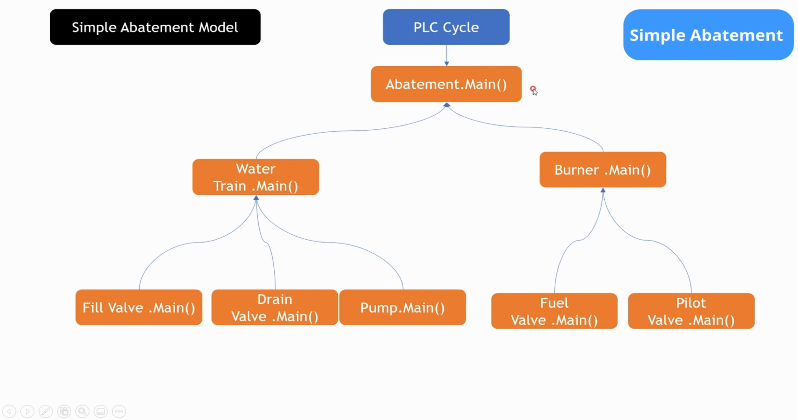And this is the hierarchy diagram for that. A water tank has three components, and the burner has two components, and the abatement owns two control models.